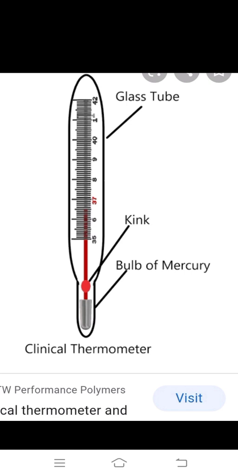So after this, now we know about the transfer of heat. In which way heat is transferred from one place to another. So the first process I am going to explain to you is the conduction process. In this process, what happens?